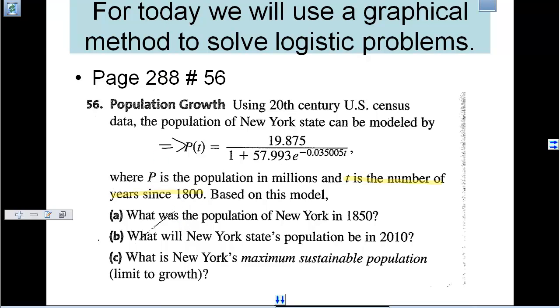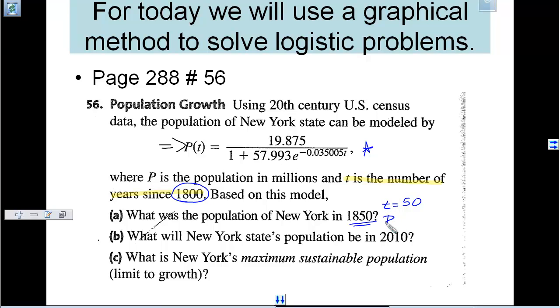Our first question is obviously going to be part A. What was the population of New York in 1850? Well, if this is my function for the population at any given time, all we need to do is figure out what T is. We can plug it into our equation. We know that it's based on the model since 1800. So if I want to find the population in the year 1850, we know that what we need to do is plug in a value of 50 into our equation.